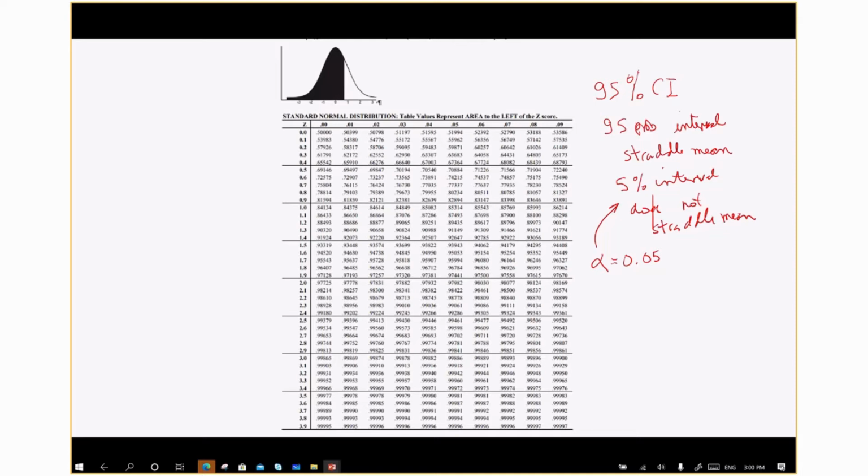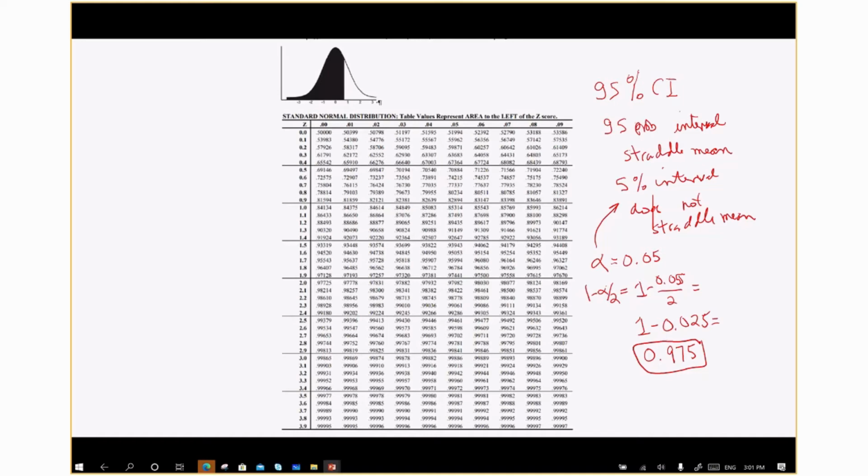So now what we're going to do is use a table, and before we use it, we're going to do a little bit more algebra here. We've got alpha equal to 0.05. We're going to calculate 1 minus alpha over 2, which is equal to 1 minus 0.05 divided by 2, which is equal to 1 minus 0.025, which is equal to 0.975. And that's the number we're going to look for in our table. So we're going to look for a value of 0.975.